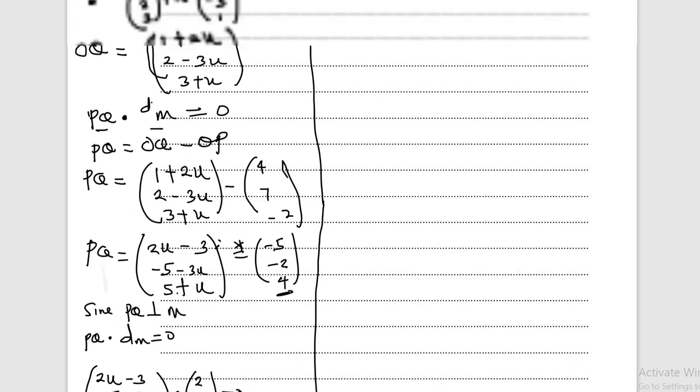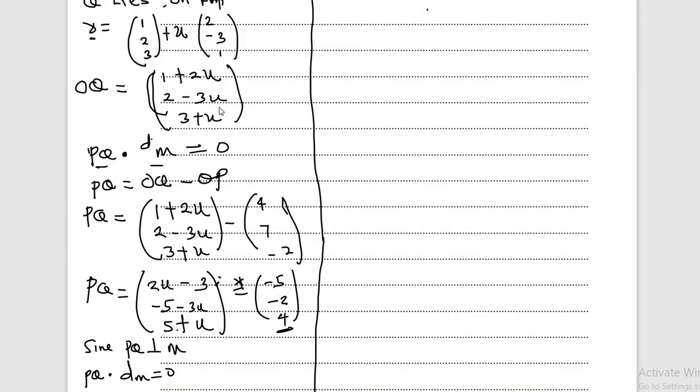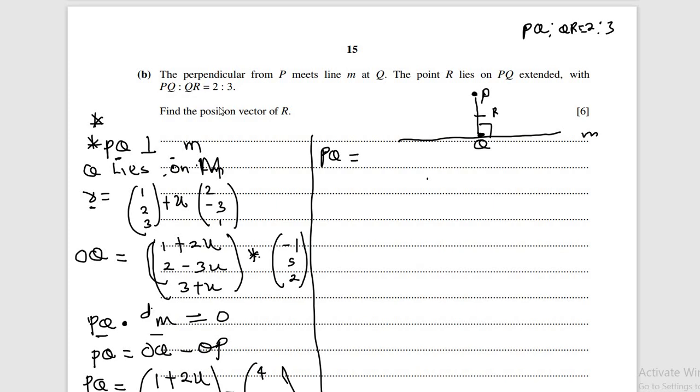Where is OQ? The one that has all the vectors with mu. Since we have mu now, OQ will be minus 1, 5, 2, substituting mu as minus 1. So our PQ now is minus 5, minus 2, 4, while our OQ is minus 1, 5, 2. These are the parameters we need to find vector R.